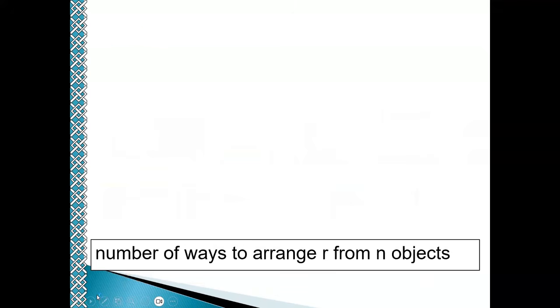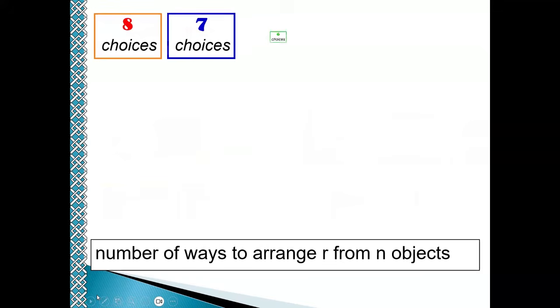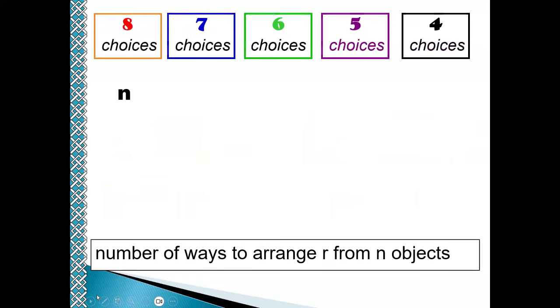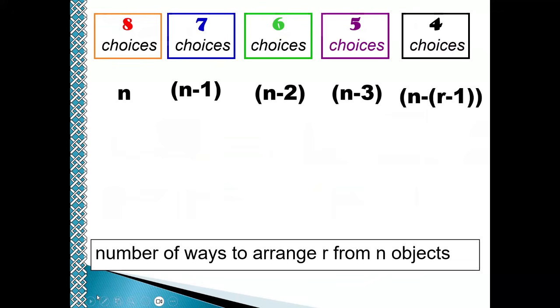So if I have to write the same thing in terms of a formula, n, n minus 1, n minus 2, n minus 3, up to the last one. Please write down the formula in your notes now. What is nPr? n factorial by n minus r factorial. It is a quite useful formula, just apply it to get the answer.